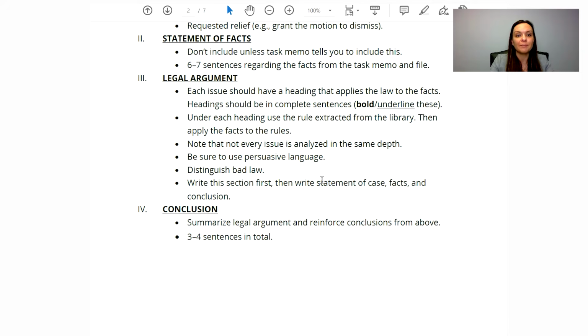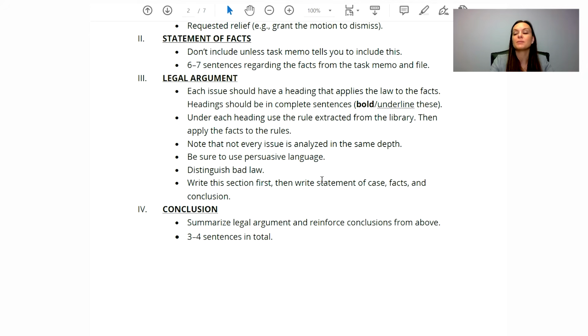Make sure you're not ignoring bad law. So in your legal argument section, you want to make sure you're distinguishing the law that hurts your client's position. Remember, your job is to be persuasive, so you want to use persuasive language. You're trying to show that judge that yes, there is law out there that contradicts our position, but you essentially want to show how your position is different and how that's not actually impacting your client's case. And as I've already mentioned, use that persuasive language and then write this section first.